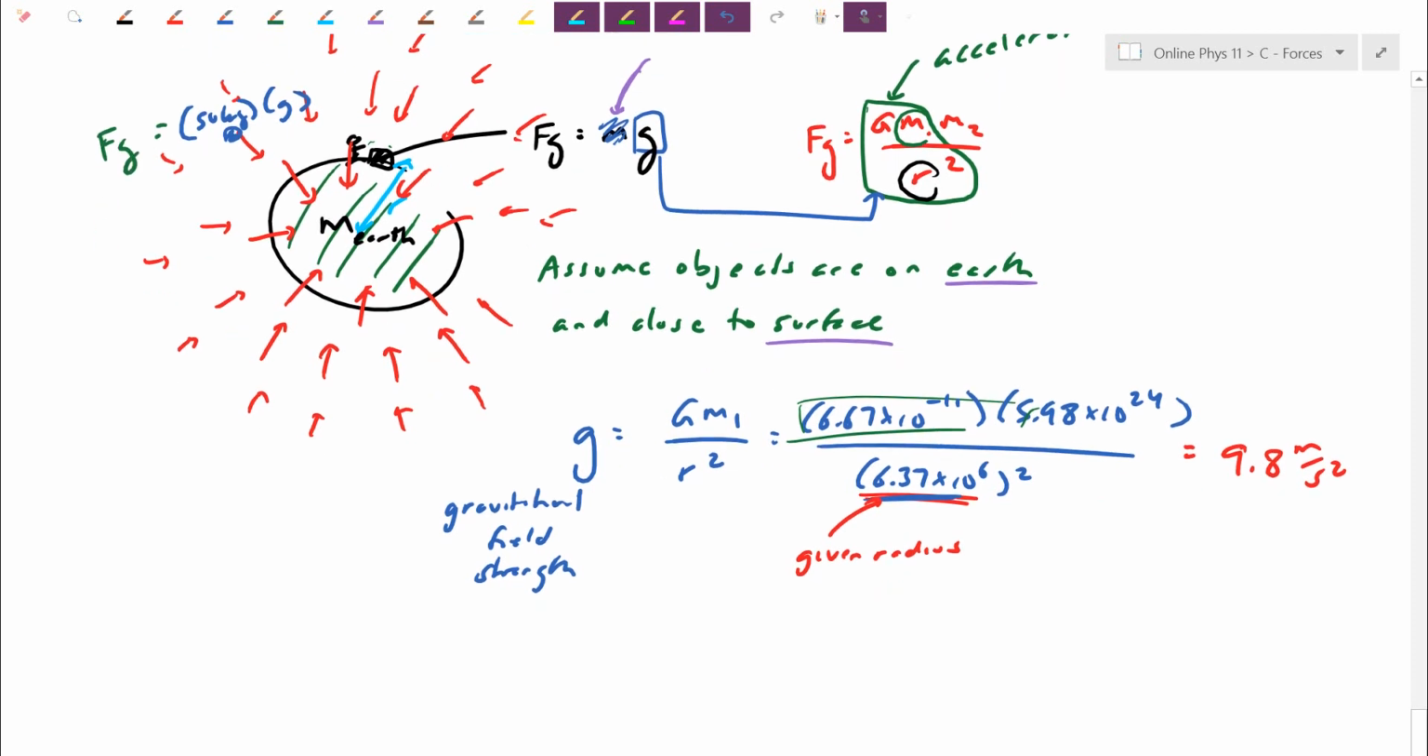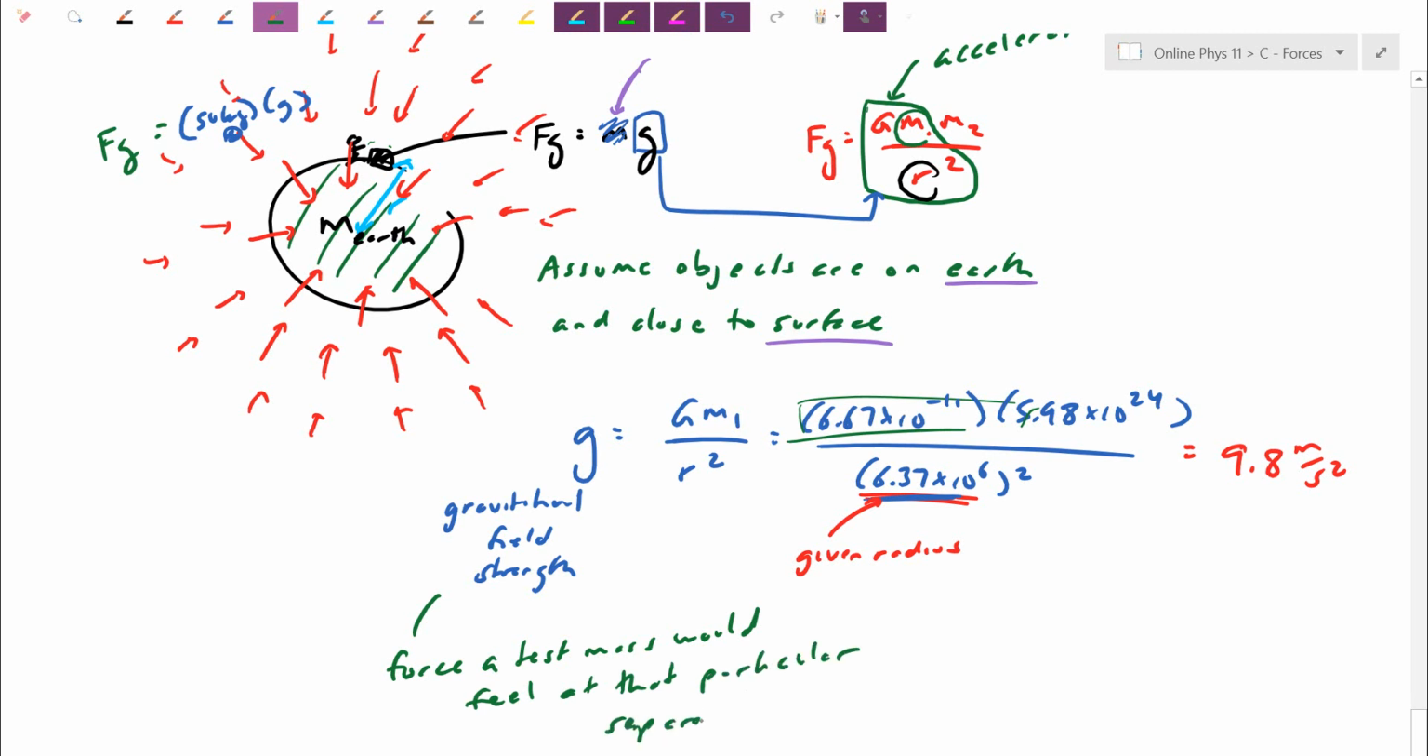So the gravitational field strength here is basically the force a test mass would feel at that particular separation distance. Just give me the mass, I can multiply it, and then I have the force. But without that second mass here, I don't quite have a force yet. Force needs both masses to attract each other, but at least I have that 9.8 number. Then you can change it: the mass hanging off my pulley is 10 kilograms or 50 kilograms, or on a cart problem, lawnmower problem, whatever. You can just multiply.